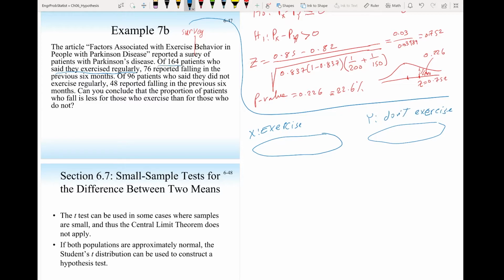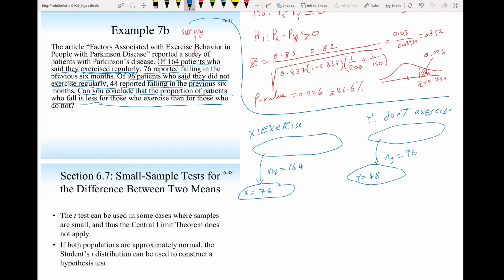And they said of 164 patients who said they exercise regularly, NX equal 164, 76 reported falling. So X equal 76 in previous 6 months. Of 96 patients who said they don't exercise regularly, so NY equal 96, 48 reported falling in the previous 6 months. So Y equal 48. Can you conclude that the proportion of patients who fall is less for those who exercise than for those who don't exercise?